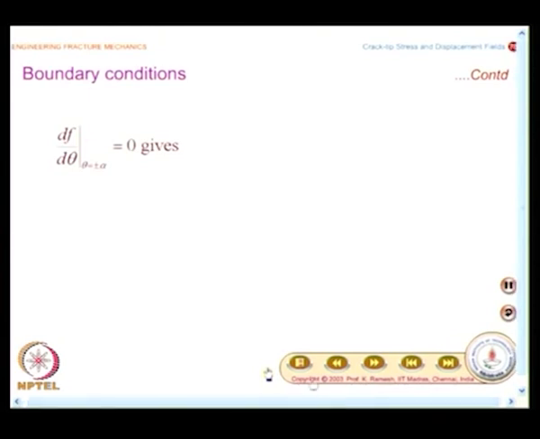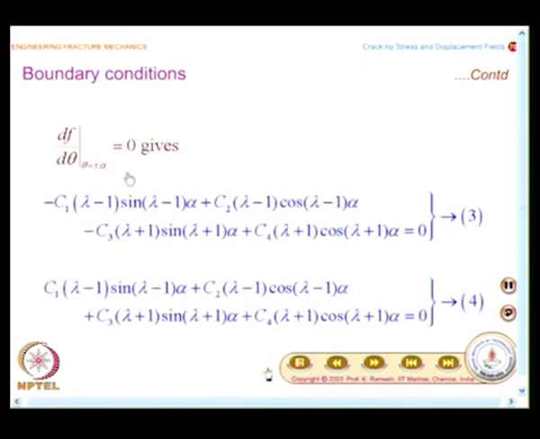And the next expression is that the first differential of the function f is 0 when theta equals plus or minus alpha. We have considered those phases as free. So I have that as minus C1 (lambda minus 1) sin((lambda minus 1) alpha) plus C2 (lambda minus 1) cos((lambda minus 1) alpha) minus C3 (lambda plus 1) sin((lambda plus 1) alpha) plus C4 (lambda plus 1) cos((lambda plus 1) alpha) equal to 0.